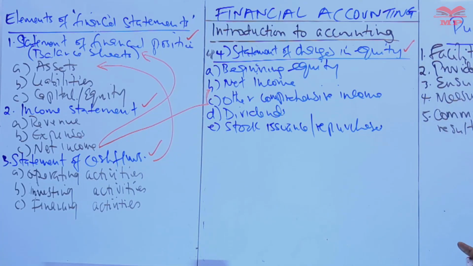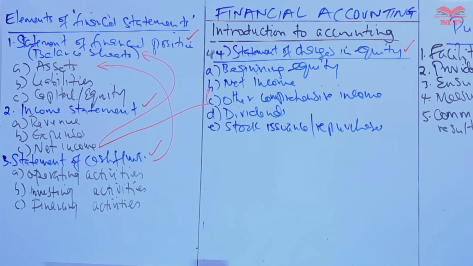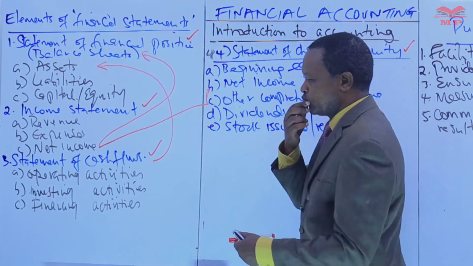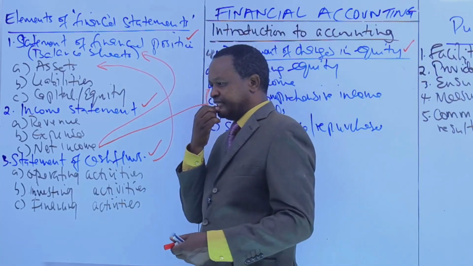So by analyzing the financial statements together, stakeholders can gain a deeper understanding of a company's financial health. They can make informed decisions, and they can assess the company's future prospects. Is that clear?